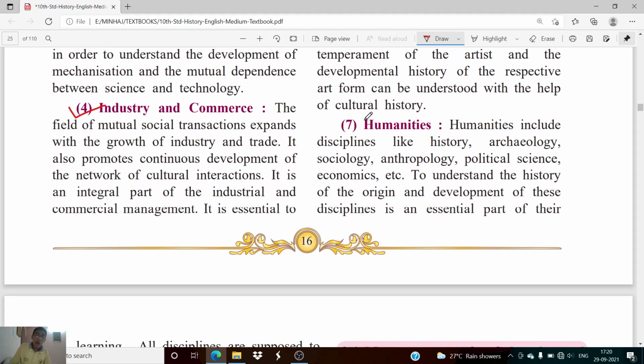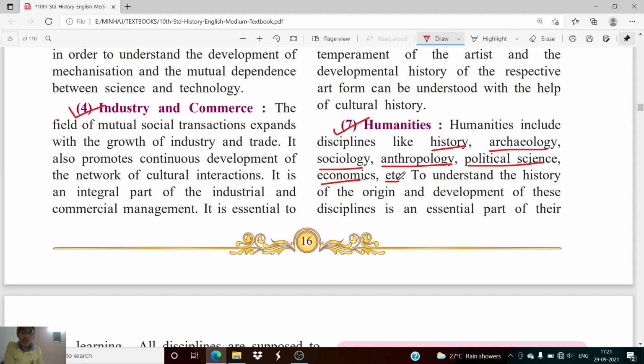Then the next is humanities. Humanities include disciplines like history, archaeology, sociology, anthropology, political science, economics, etc. These are some of the disciplines included under humanities.